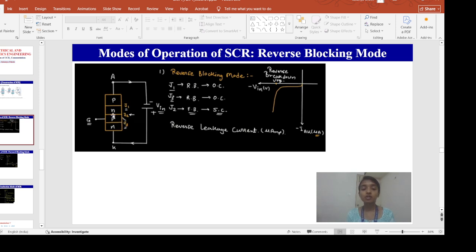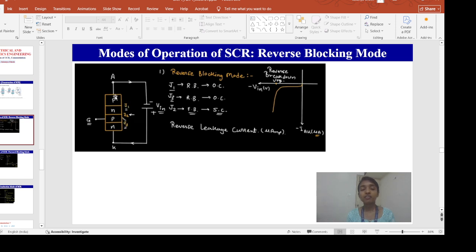What about the J2 junction? This N layer is connected to the negative side of the battery and the P side is at higher potential. So the J2 junction is forward biased, and when a PN junction diode is forward biased, we know it is on and it acts as a short circuit. But J1 and J3 are open circuits, since they are reverse biased.